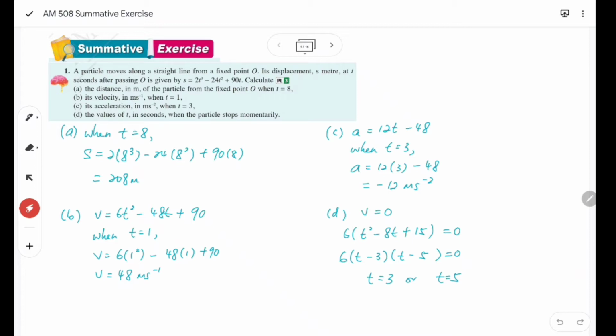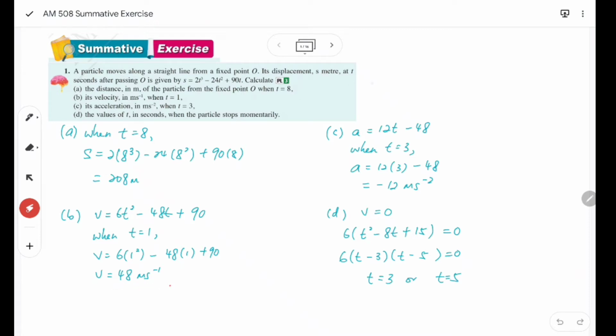B is velocity in meter per second when t equals to 1. So from here, we only have the displacement function, and from the displacement function, we need to differentiate to get the velocity function. So we get v equals to 6t squared minus 48t plus 90. Then when t equals to 1, the velocity equals to 6 times of 1 square minus 48 times of 1 plus 90. Then we get 48 meter per second.